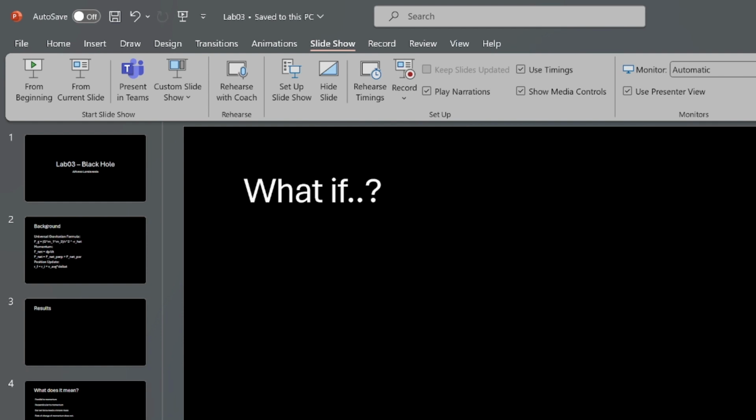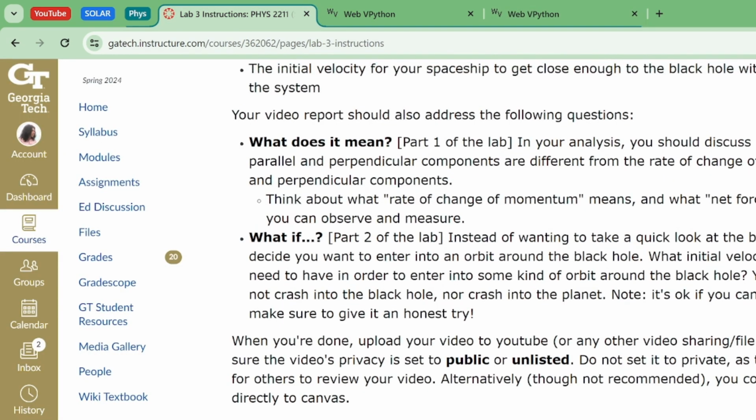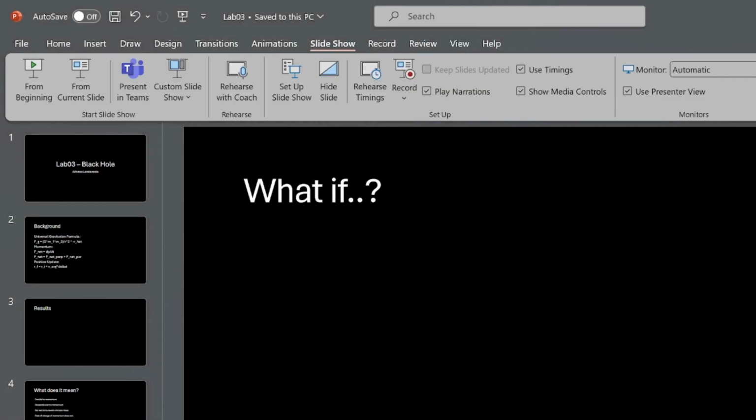Our next question is, what if we wanted the spaceship to orbit around the black hole like the planet did? As per the fine print of the instructions, it's okay if we can't figure it out, which I did not. I barely found a way for the spaceship to escape without exceeding the speed of light. So we'll just imagine there were two orbiting objects, at least for my experiment. Thank you. That is all.